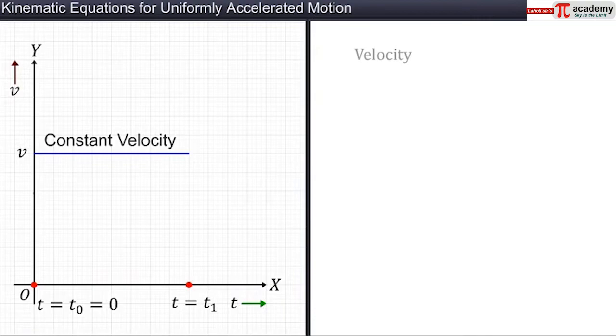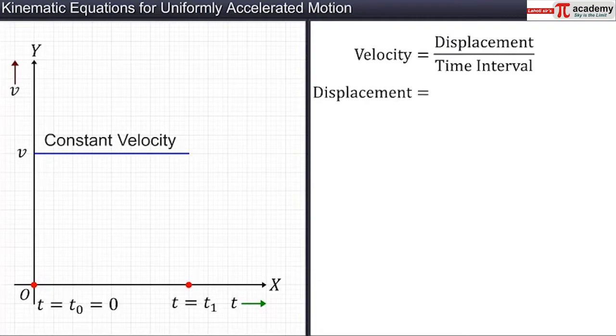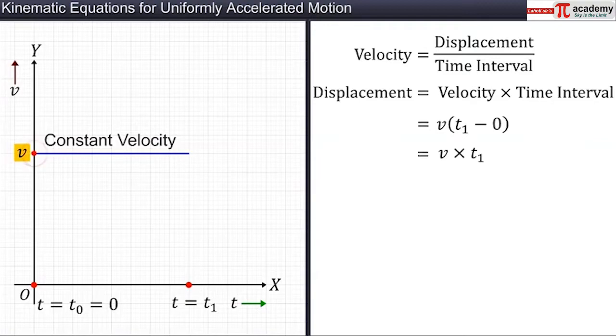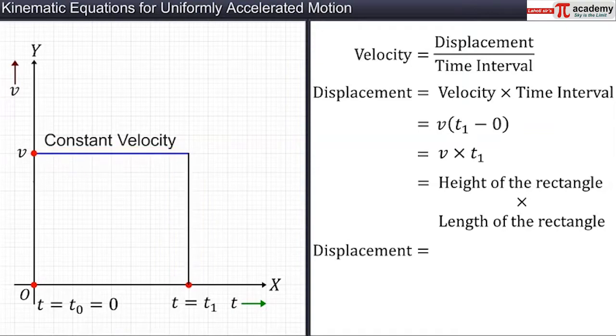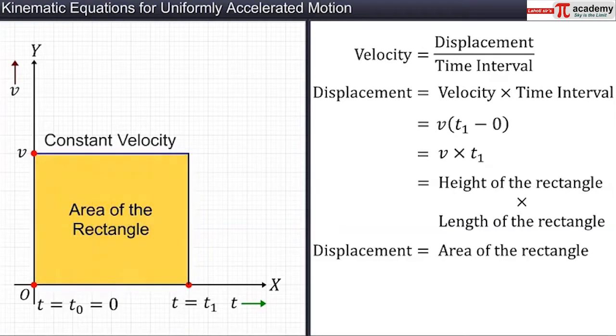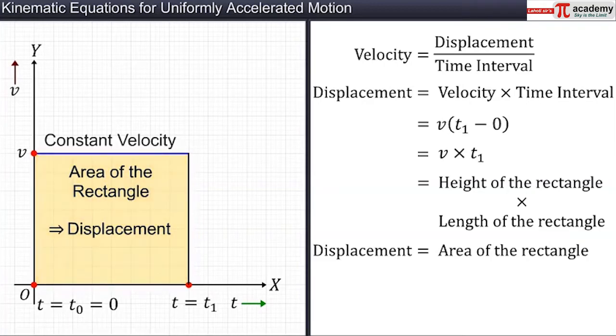We know that velocity of a body is the ratio of its displacement and the time interval. We can say that displacement is a product of velocity and the time interval. This is the product of velocity v and time interval t1. This is nothing but the product of the height and the length of the rectangle formed when a line is dropped perpendicular to the x-axis. That is, the area of the rectangle. The area under the line up to the x-axis indicates the displacement of the body.